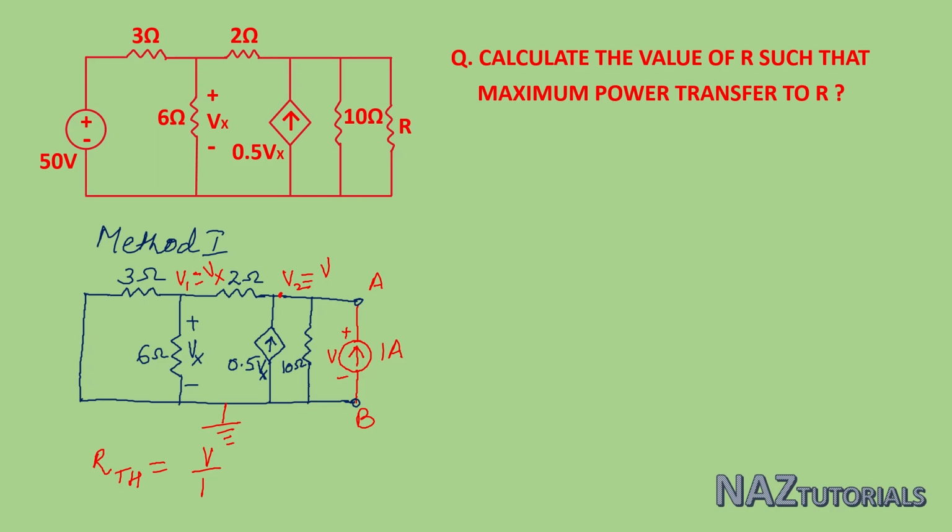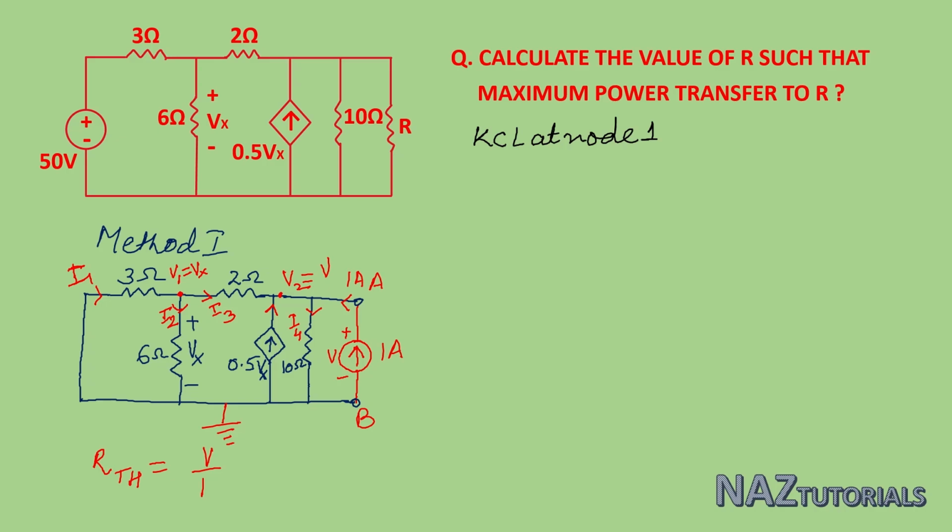Now assume the branch currents. Here we assume this current is I1. This current is assumed according to the polarity. This is I2, and this current is already given, and the 2 ohm resistance current is I3, and for this 10 ohm resistor, according to the polarity, this is I4, and this is the 1 ampere current. So apply KCL on both nodes.